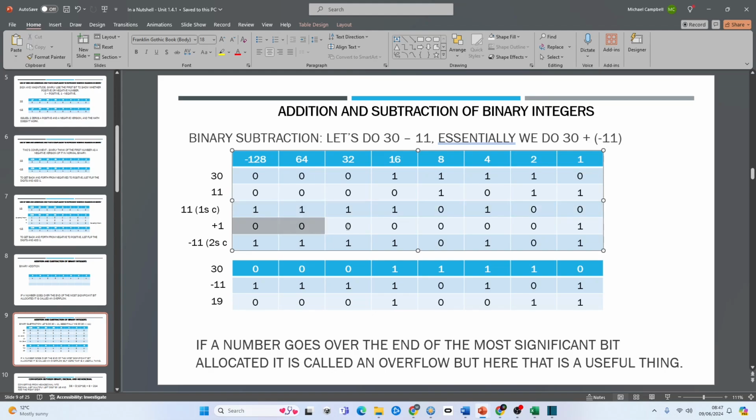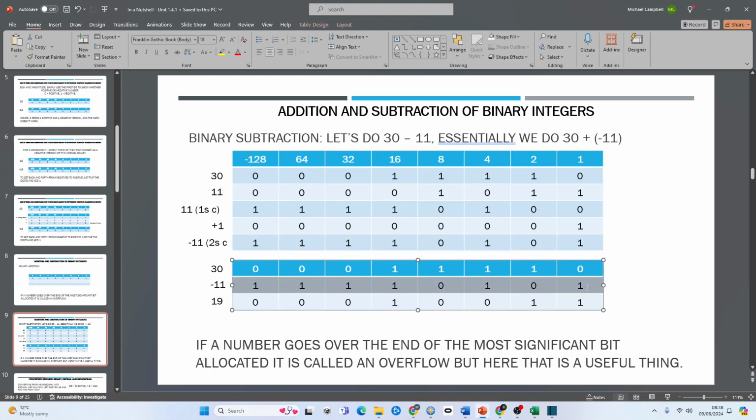Then we add 1. Here I'm doing it with the +1 and actually doing the binary math. But again, remember, you would just find the first 0, put a 1, and then put zeros all the way along. But obviously this is an easy one. And then we end up with the 2's complement version. And then we add the 2 together. So this is 30 plus minus 11.